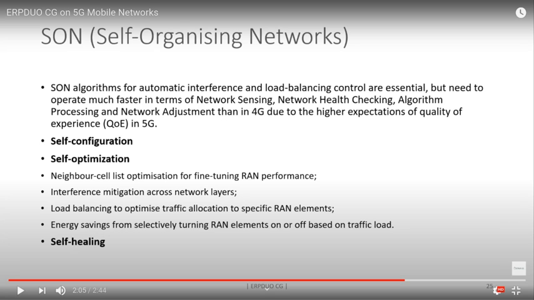Yeah, I think also something on self-organizing networks, which is an algorithm for automatic interference and load balancing control are essential, but need to operate much faster in terms of network sensing, network health checking, algorithm processing, and network adjustment than in 4G due to the higher expectations of quality of experience in 5G. Algorithms are quite important when it comes to encrypting and decrypting for security syntaxes.